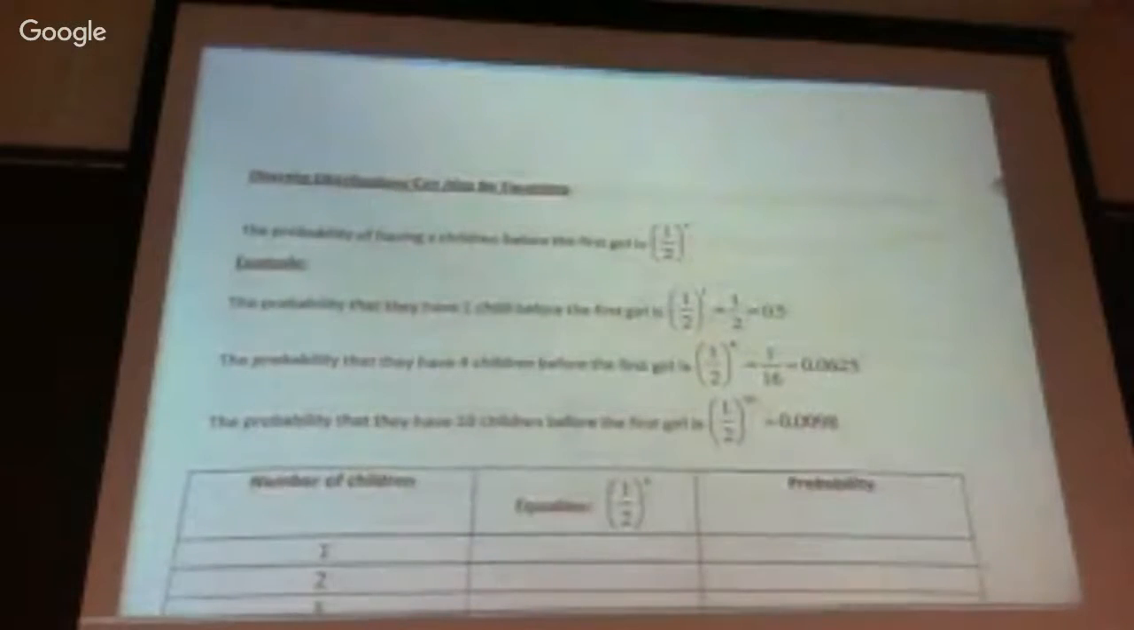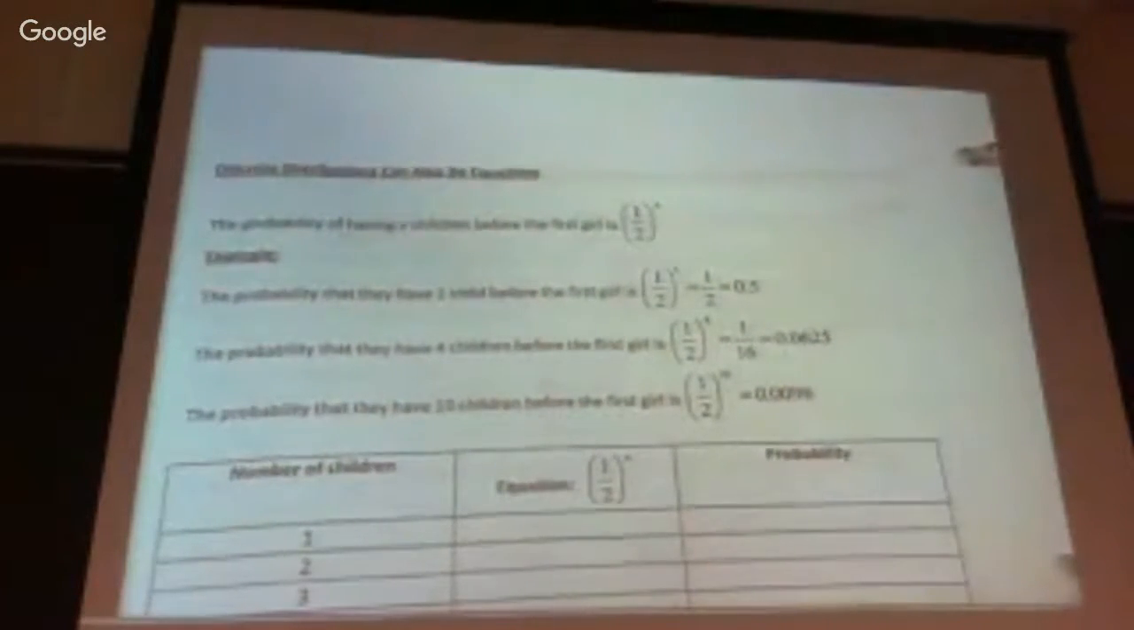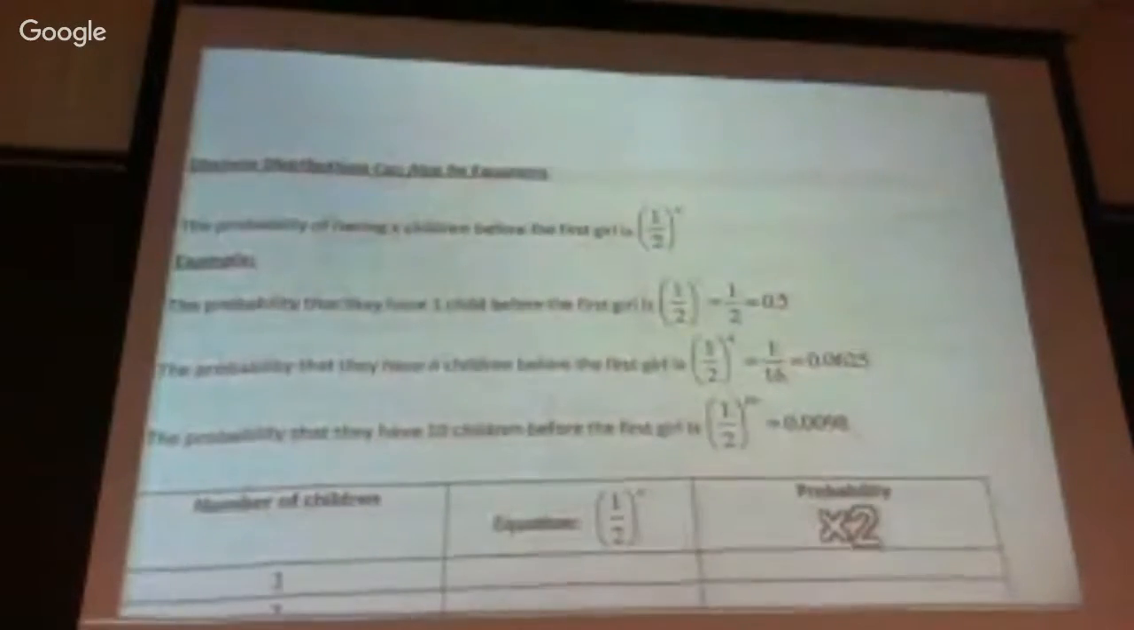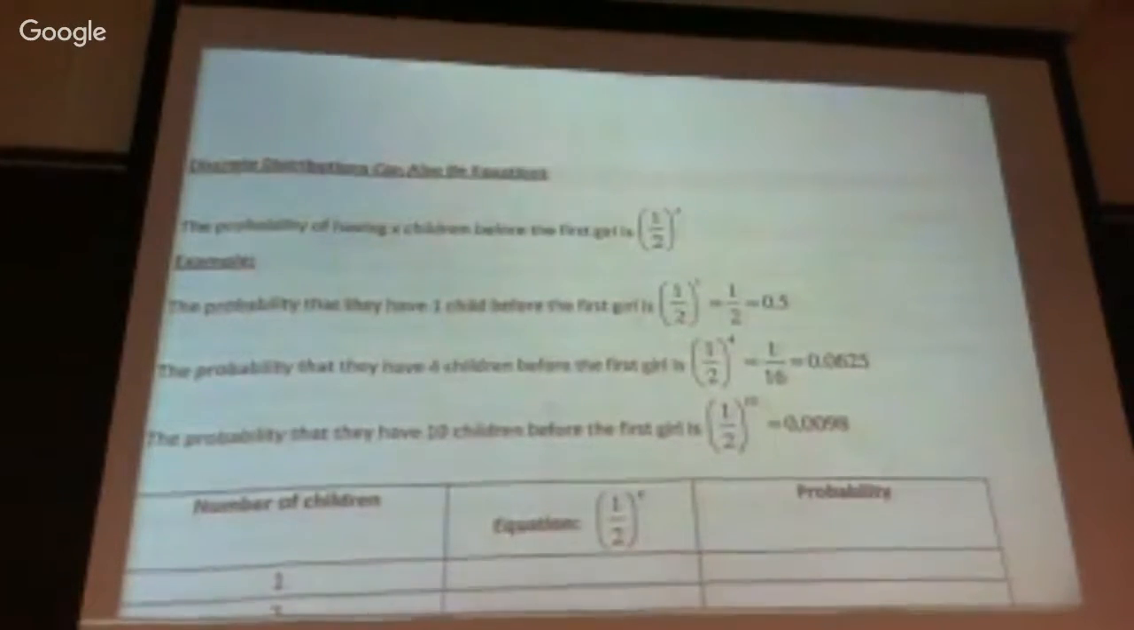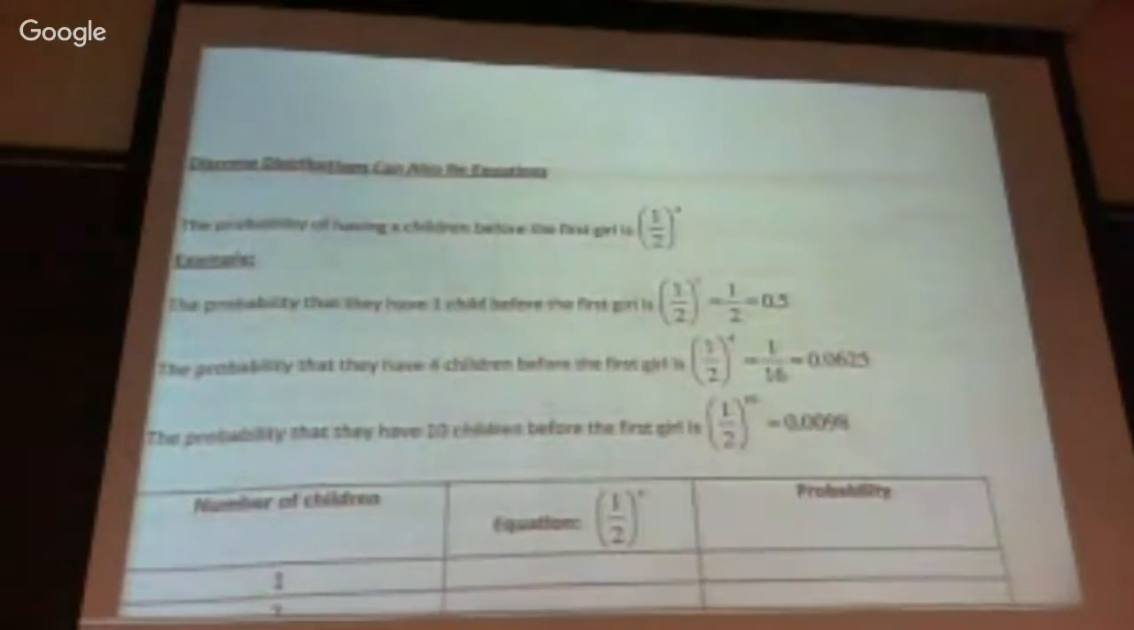Okay? Here, we're talking about probabilities again. I don't want to spend too much time on this, but it is kind of good to practice. Let's say you're about to have a baby. What's the chance that your baby is going to be a girl? 50-50, right? So the chance is 1/2, 50-50, 0.5. That's the probability of having a girl.